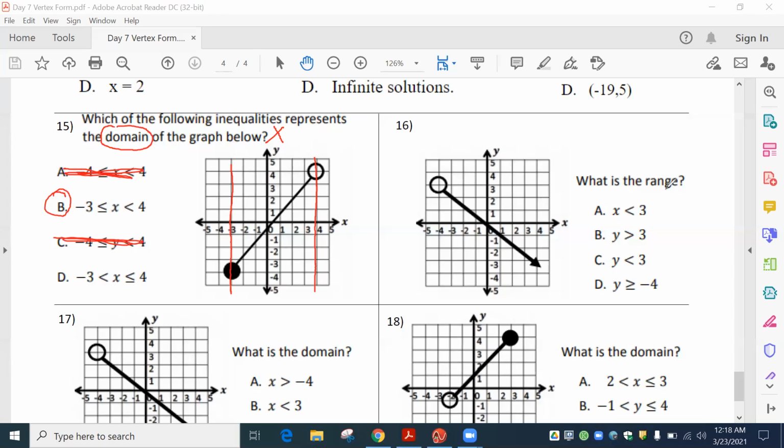Okay, 16. What is the range? So range, remember, is our y's. So on y's, we crop the y-axis. So we crop the top right here. And then when I go to crop the bottom, I run into an arrow, and if you remember, we're not allowed to crop arrows. So I can only draw one cropping line right here. We said range is y, so it can't be the x. There's an open circle, so it can't be this one because that has a closed circle.